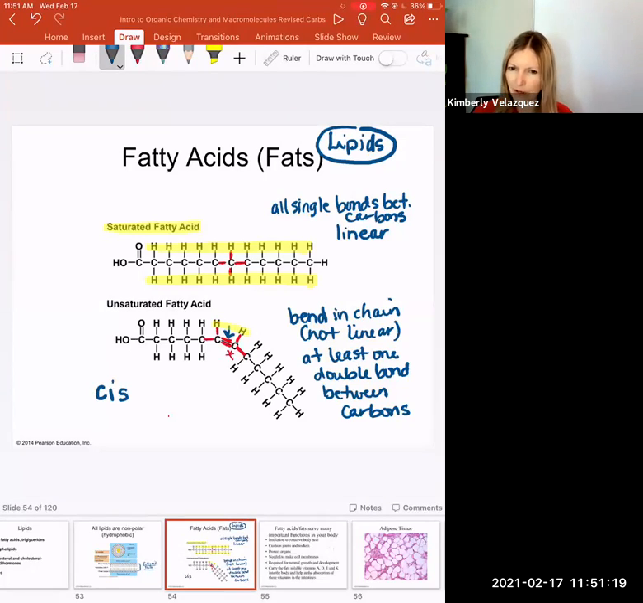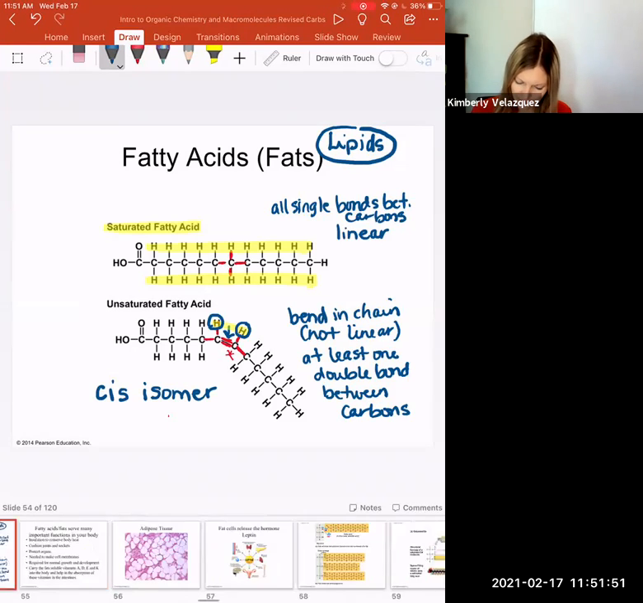Geometric isomers involve carbon double bonded to carbon. If it's on the same side, whatever's attached to those carbons is on the same side of the double bond, that is the cis isomer. And that's going to be significant when we talk about trans fats in a few minutes. The normal natural configuration of an unsaturated fatty acid is the cis configuration. It's the cis isomer. Okay, that's just the basic structural differences between saturated and unsaturated fatty acids.